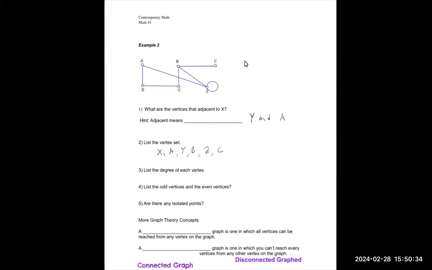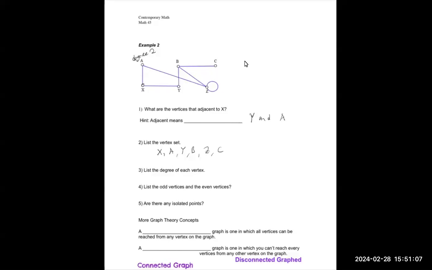So now what I do is I go around and I just count the number of lines that are coming out of each vertex. So look at A here. How many lines are coming out of A? So I see 2. So A has a degree of 2. That vertex has degree 2. And then I must do the rest of them.